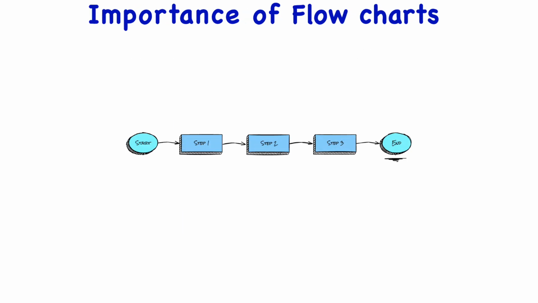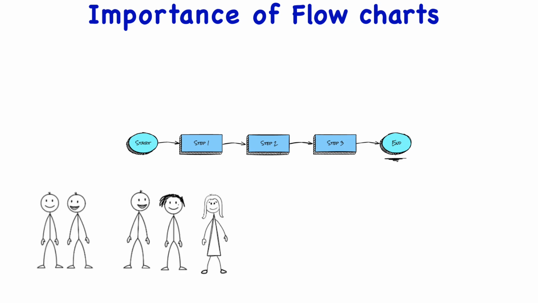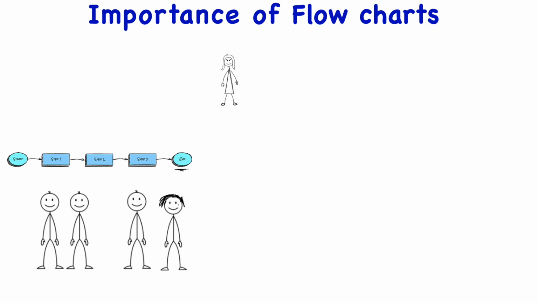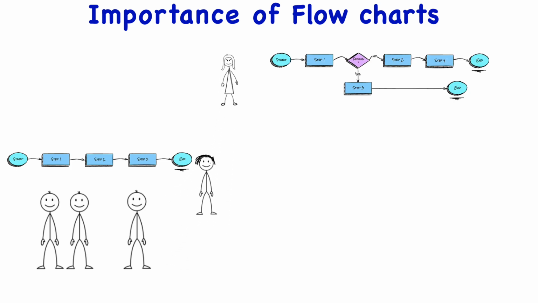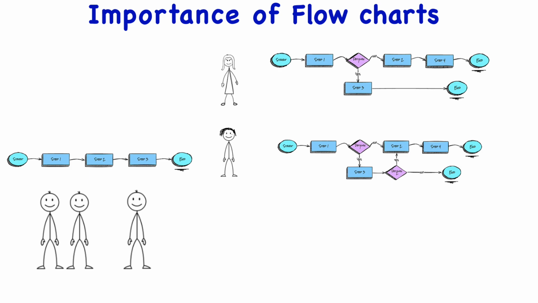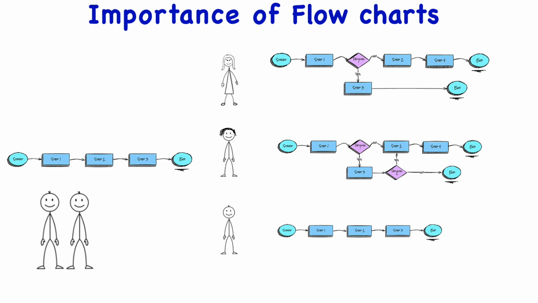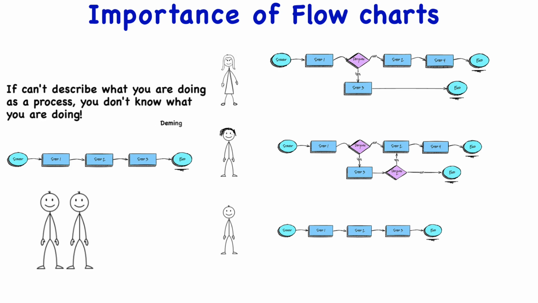Flowcharts are important because they are the foundation of any process improvement initiative. They help bring the team to the same understanding of what is happening in the process and not what they think is happening. The manager will tell you this, the engineer will tell you this, the assembler will tell you this. Edward Deming stated, if you cannot describe what you are doing as a process, you don't know what you're doing. In other words, you cannot start improving a process that you don't understand.